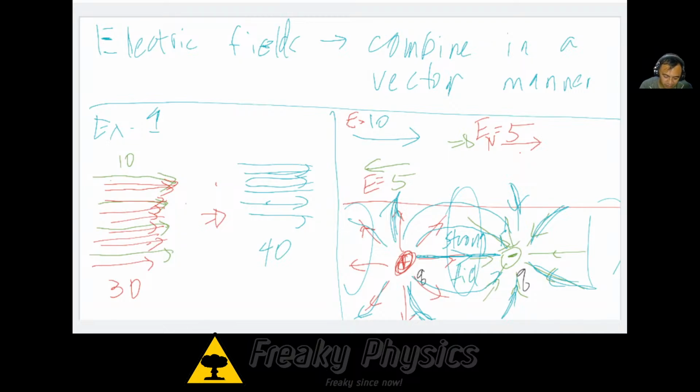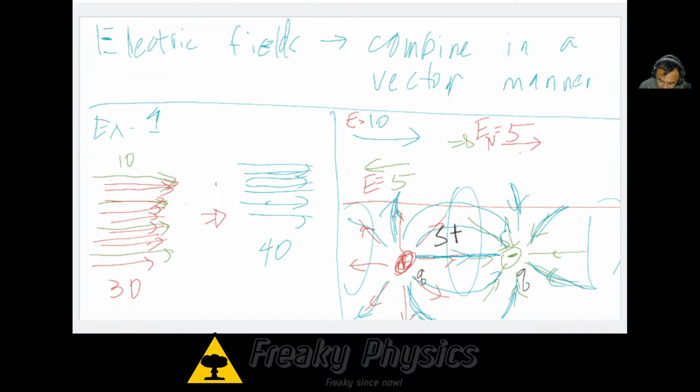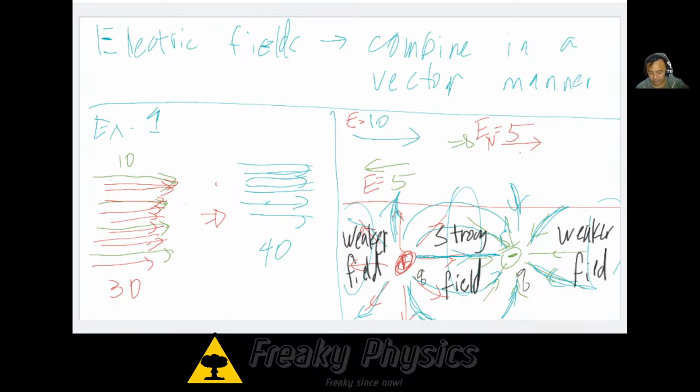I'll use a different color. Hold on. So this is a strong field here, and we have a weaker field out here, right? Weaker field, and here as well, weaker field. Now, the combination of which is going to attract the positive and negative charges together.